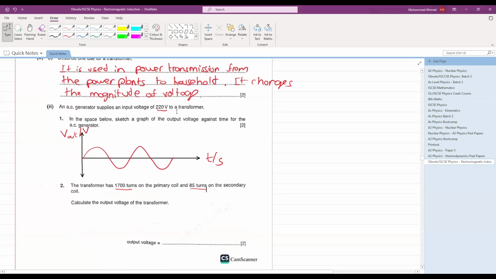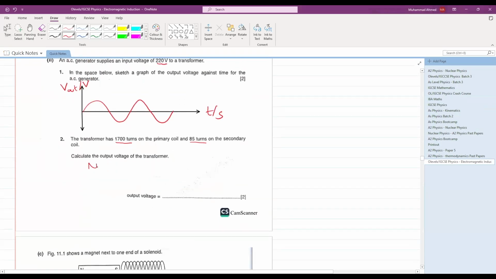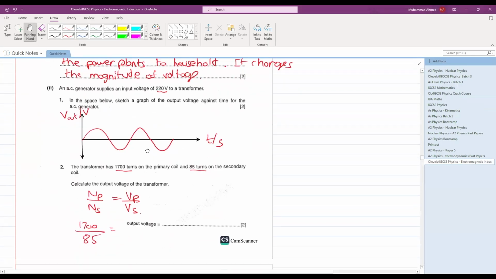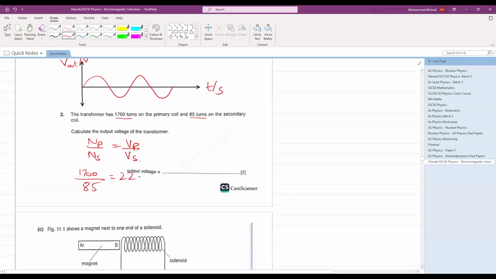What was your input voltage? 220. So NP over NS is equal to VP over VS. What is NP? 1700. What is NS? 85. What is VP? Number of voltage in the primary coil? 220. Can you calculate the secondary voltage? Yes. 1700 divided by 85. Okay. And 220 divided by answer. This gives you 11 volts as your secondary voltage.